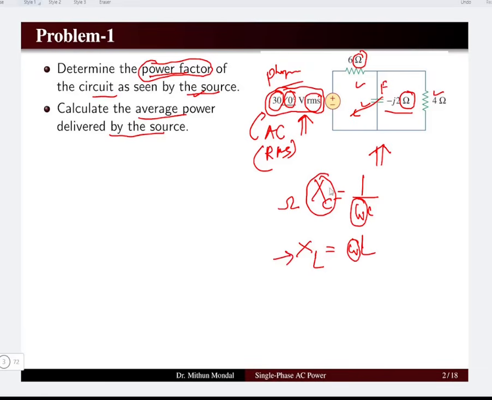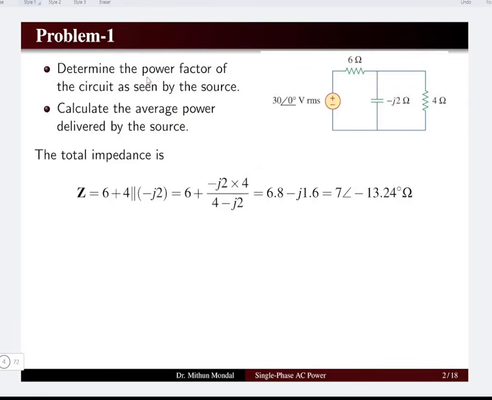So whatever the network may be, we have to convert each element into ohms and only then start the calculation. Here we need not worry because the elements are in ohms only. In order to determine the power factor of the circuit, we will start with the total impedance which is seen by the source. So can we replace this entire network with one impedance Z, the total equivalent impedance of the network?